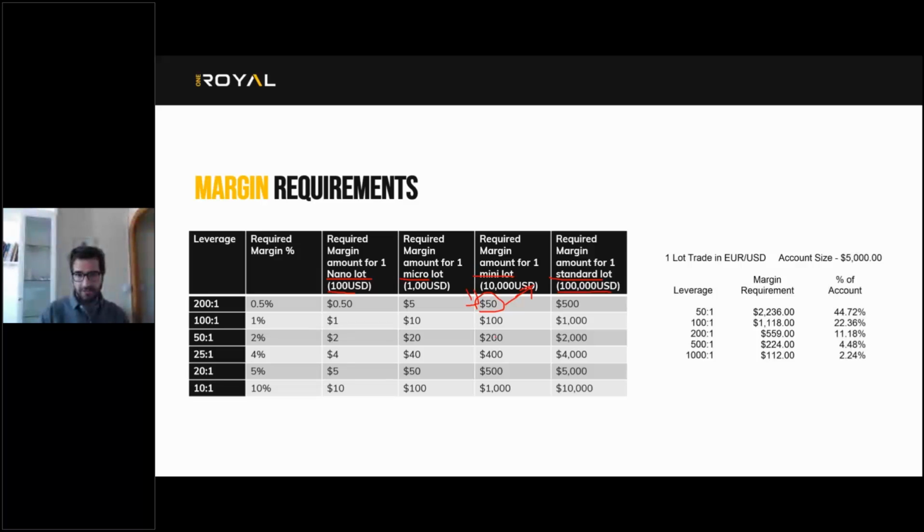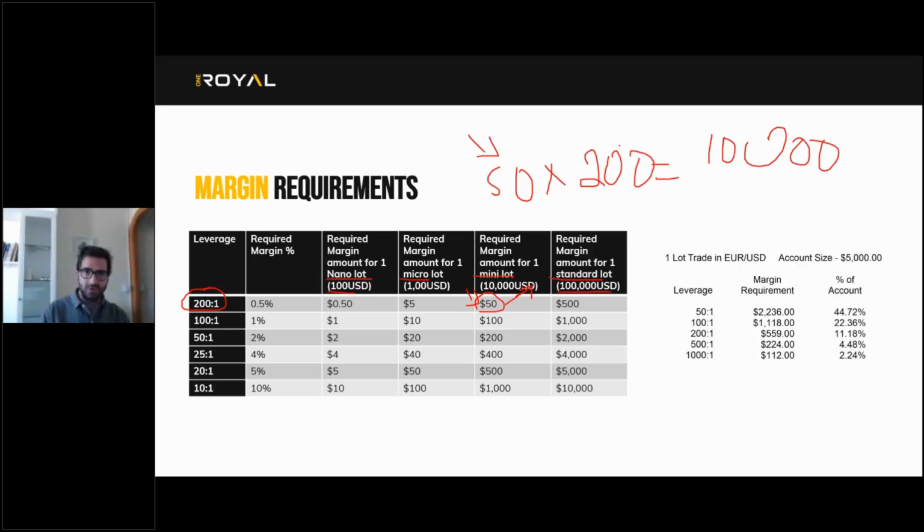just $50. Okay, so if you would like to know how this affects the process, 50 times 200, the leverage, equals 10K or $10,000. So this is the margin, the deposit needed from your broker. This is the leverage. So they amplify your margin, your deposit, to be able to trade $10,000. This is the whole process, guys, okay?